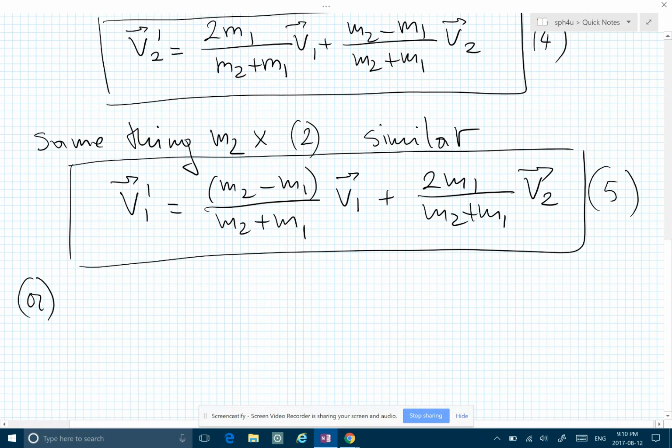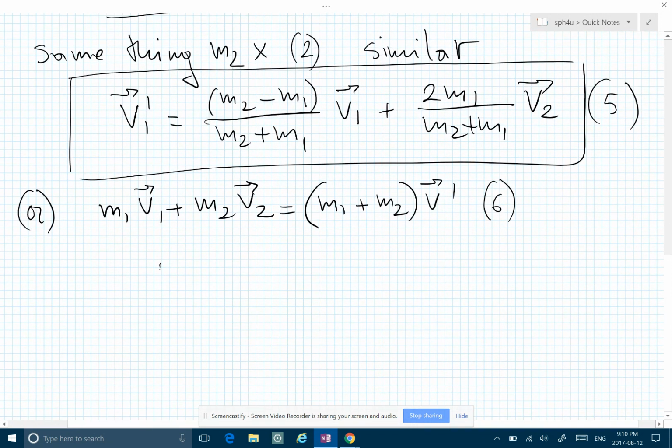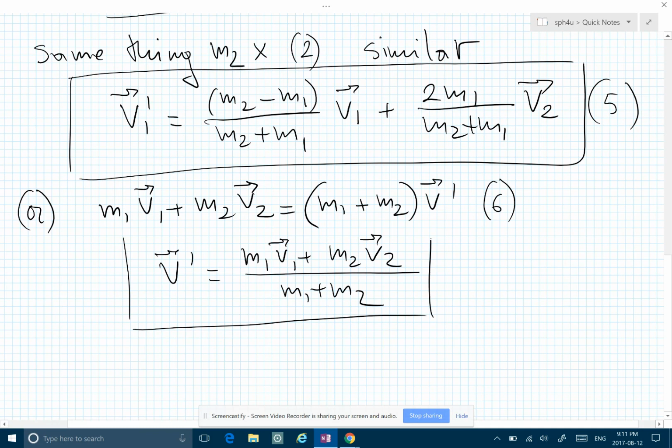Okay, now for inelastic collision, it's pretty straightforward. We have m1 v1 plus m2 v2, recall that these are vectors, is equal to, since it is an inelastic collision and it gets stuck together, (m1 plus m2) times v prime. Okay, and we solve for v prime, which is (m1 v1 plus m2 v2) divided by (m1 plus m2), and that's how you find the final velocity, or the velocity of a system after inelastic collision.